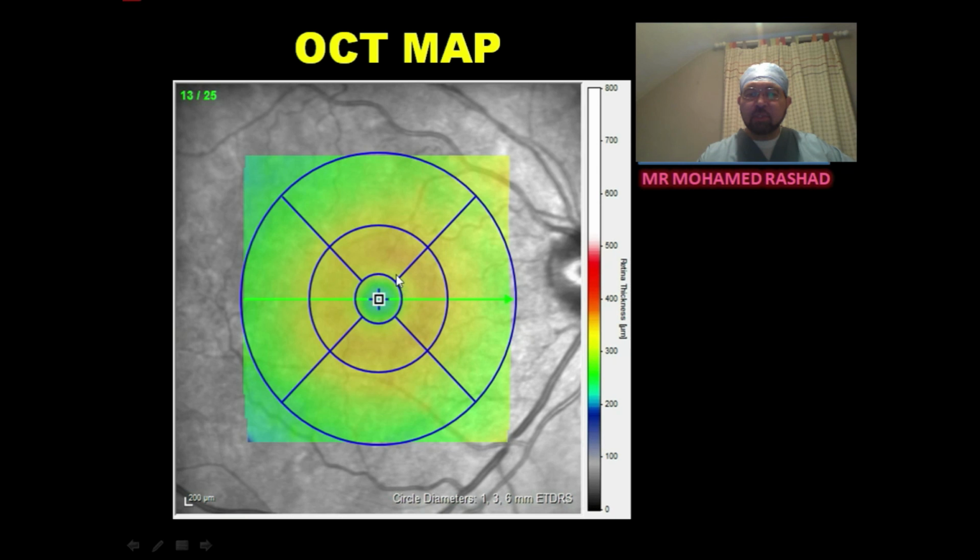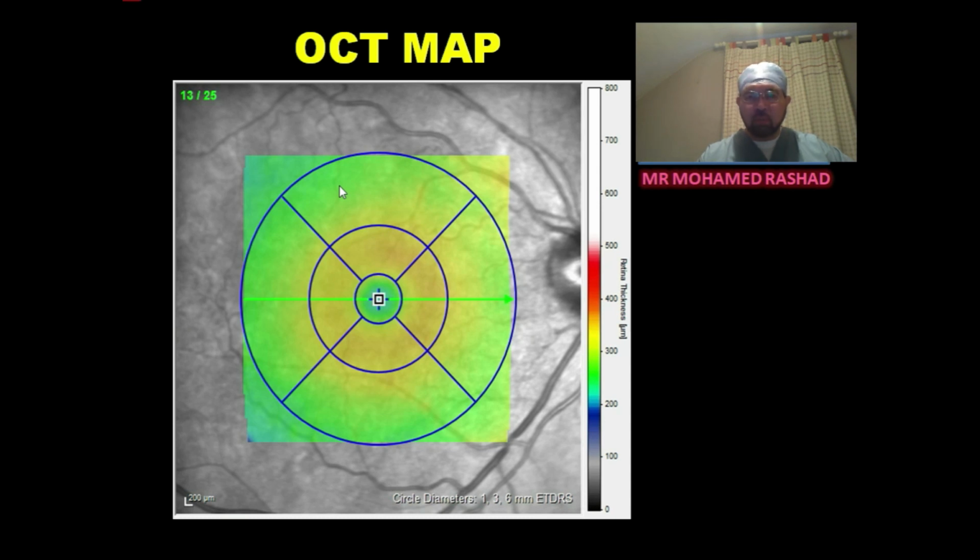The radius of this circle is 500 microns, and the radius of the bigger circle is about 1500 microns, which is nearly about the disc diameter. So why are we saying that? Because if the edema is not within the second circle, which is 3 millimeters from the center of the fovea, there is no need to treat. You just control the risk factors.